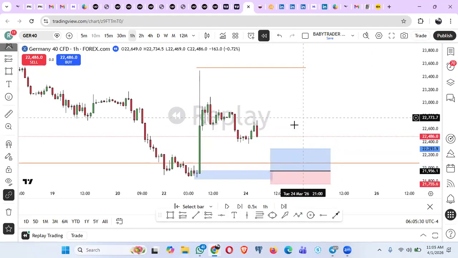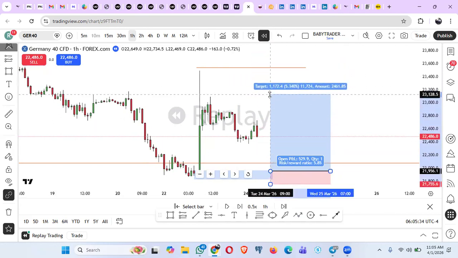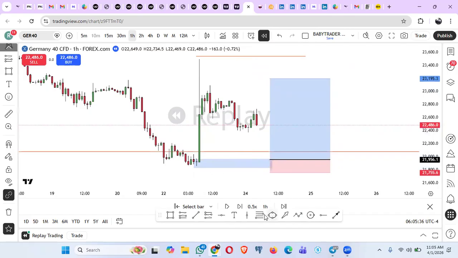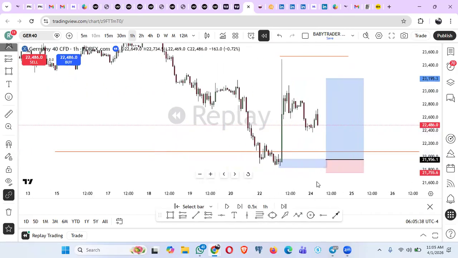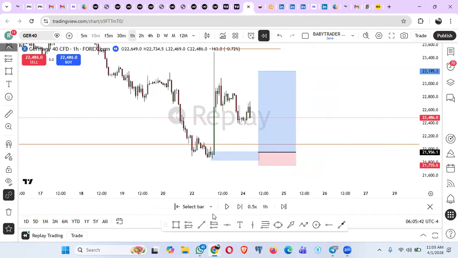For the SL, I told us take 1 to 4, but most people see this one go and eat it. So take 1 to 4, or 1 to 5, and leave. Then you continue. Let's see what price does.